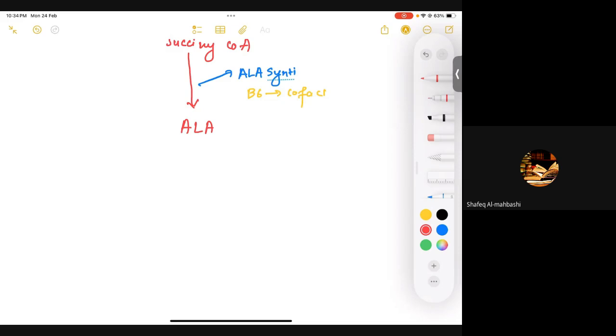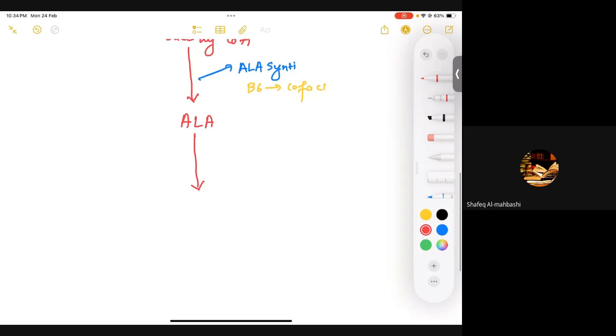Right after that, another step, let's carry it on further. We're going to have formation of, anyone? Protoporphyrin. Okay, perfect. We have porphobilinogen, right?